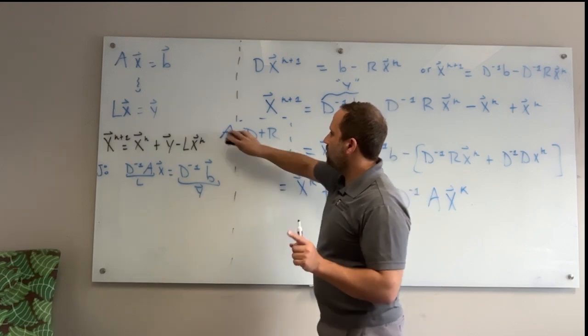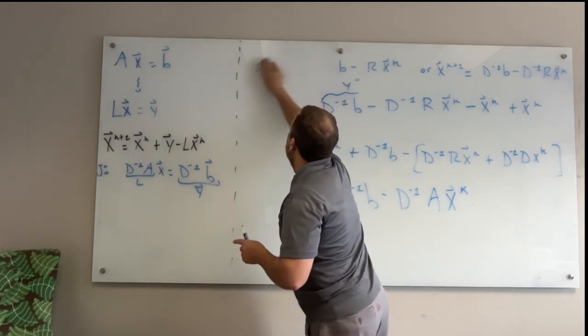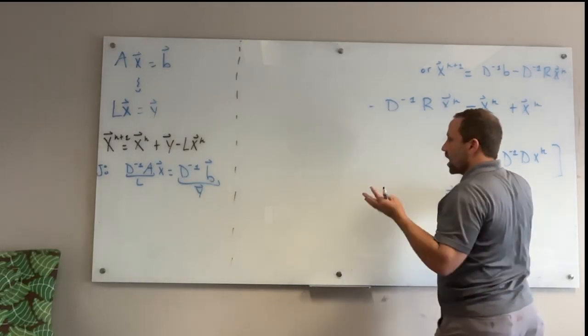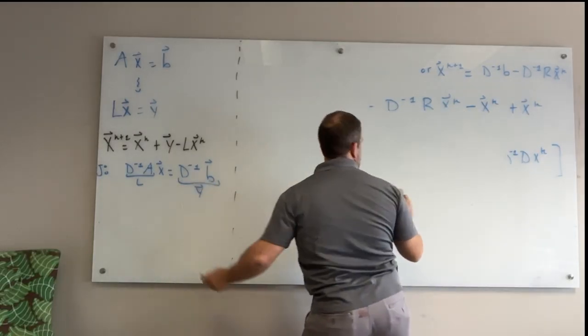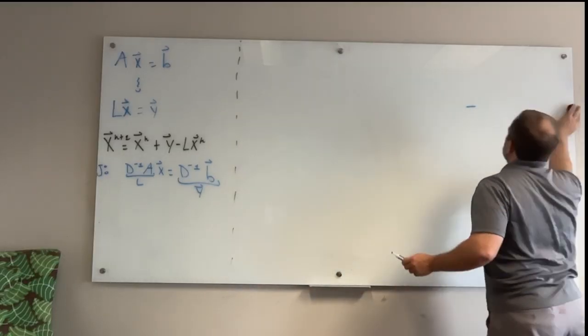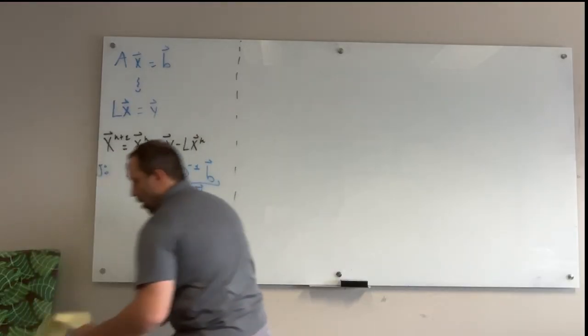Okay, and this is going to be the reason that we do this. Again, I will motivate why we're doing this at the end of the video when we look at convergence properties. But the basic idea is that D inverse A is going to have a better convergence property than just A. But we'll have to wait until the end of the video to see exactly what that means. Okay.